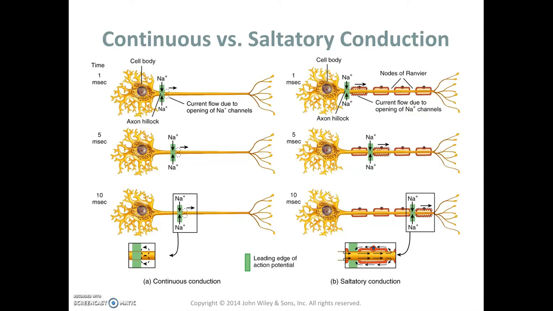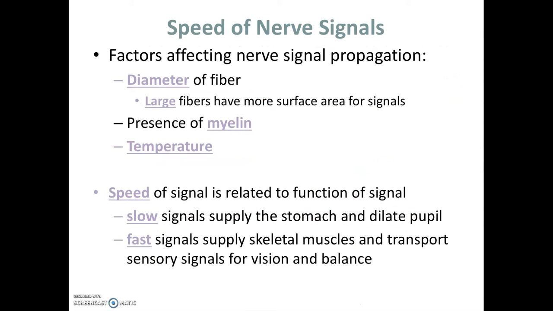In continuous conduction, as we see on unmyelinated fibers, you can see that after 10 milliseconds, the sodium action potential has only moved a short distance, whereas in the myelinated neuron, you see that the sodium action potential has moved much farther. Saltatory conduction is quicker than continuous conduction. Some things that affect the speed of nerve signals include the diameter of the fiber, because large fibers have more surface area for signals. Myelin causes faster nerve signals, and warm temperatures cause faster nerve signals.